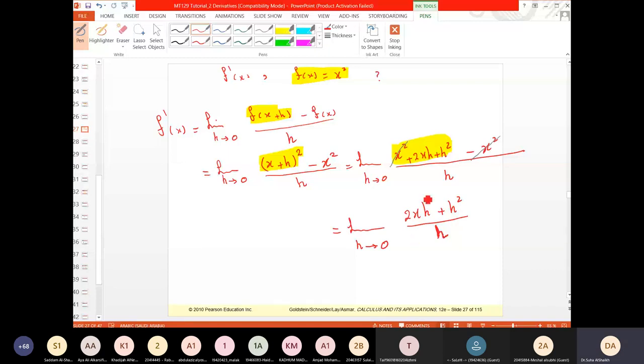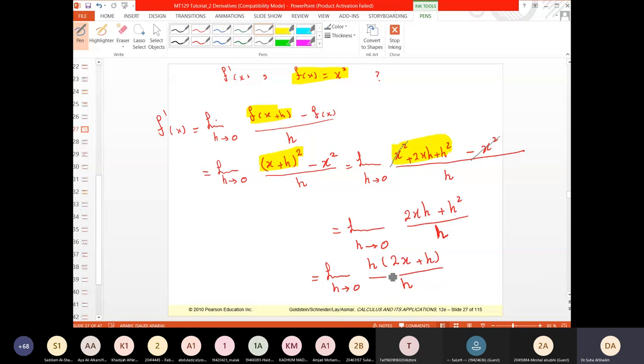So what do you suggest here? Tell me what should I do here. How can I simplify this? The limit is still there. Excellent. We take a common factor. We take h actually as a common factor. We remain with a 2x, and here we remain with h, all divided by h.